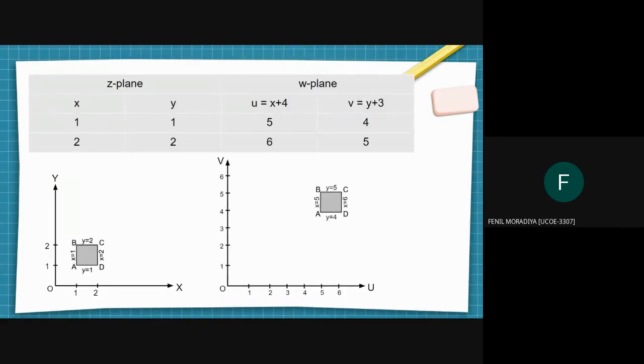So in the z plane, as given in the question, we have x as 1 and 2 and y as 1 and 2 also. So we get the w plane by adding 4 to x we get u, and by adding 3 to y we get v. So we get 5 and 6 as values of u and 4 and 5 as values of v. You can see in the diagram that the rectangular region is translated into the w plane with the same size and shape.